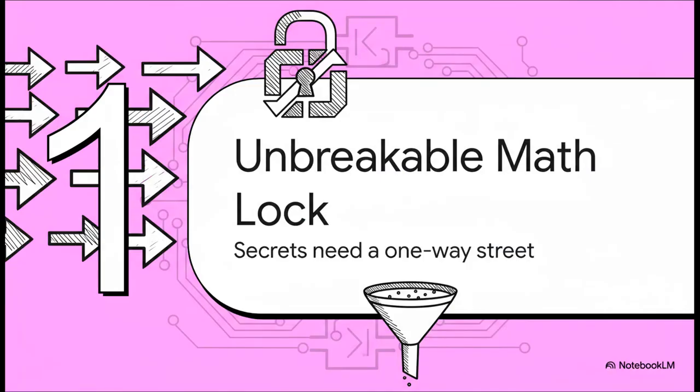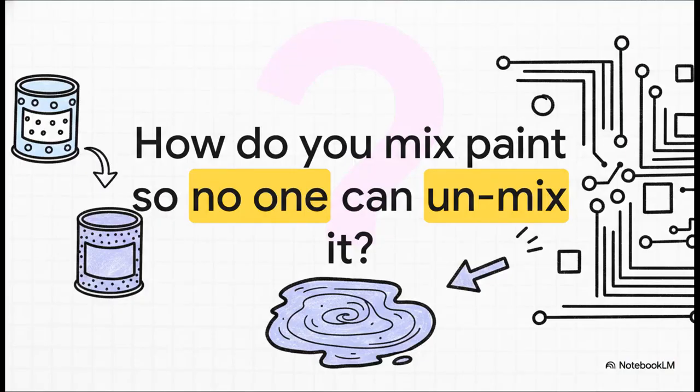Okay, so first things first. The absolute core challenge in all of cryptography is building a one-way street. We need to create a process that's super easy to do, but next to impossible to undo. Here's a simple way to think about it. Imagine mixing two colors of paint. Super easy to do, right?